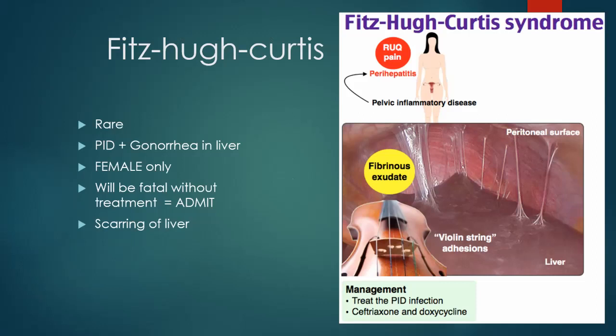And they will present with right upper quadrant pain, and then they will also have PID along with it. This will definitely develop scarring of the liver and requires IV antibiotics and admission. If you happen to be somebody who has seen one of these cases, please comment below because I have yet not.